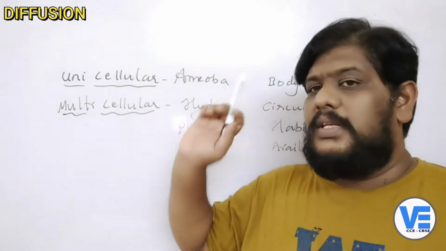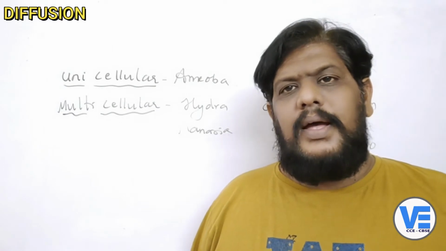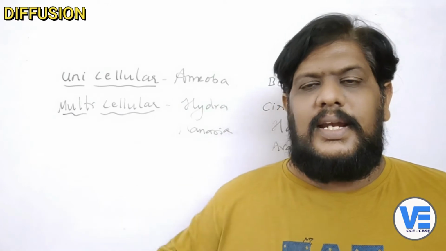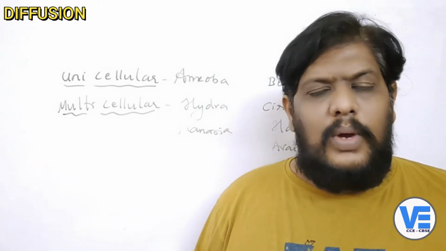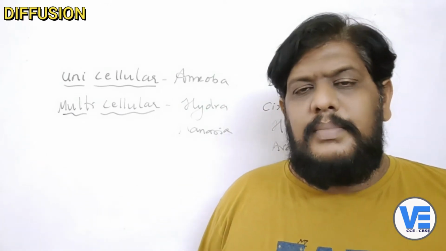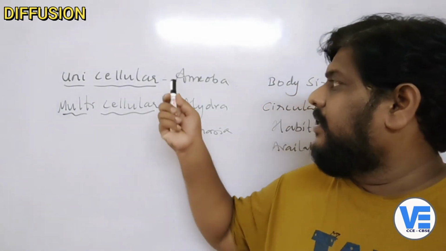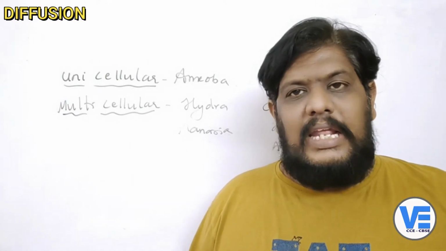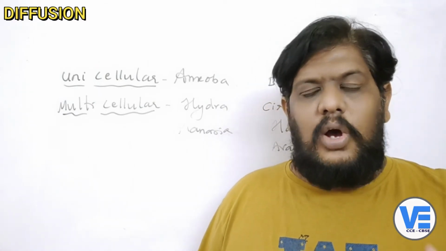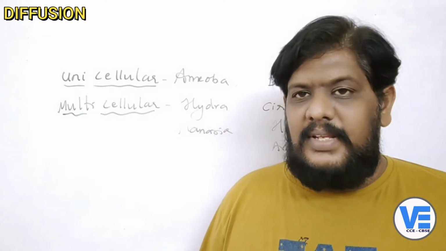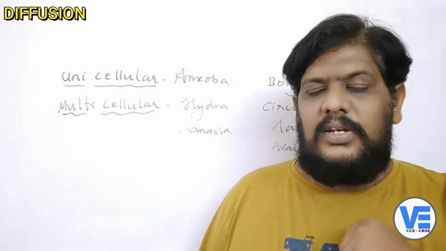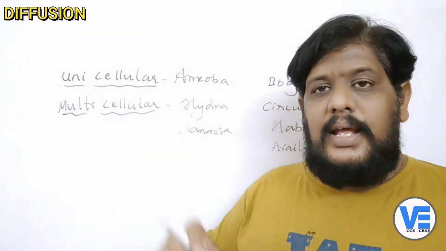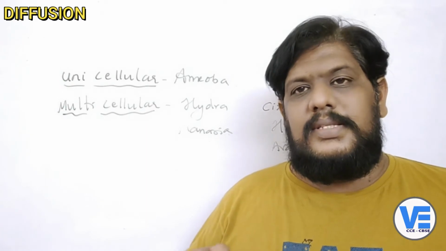If you see unicellular organisms like amoeba, it is only a single cell. So whatever process has to take place, it has to take place through that one single cell, that is, through the cell membrane. The process which happens in the amoeba is diffusion. Only through diffusion are gases exchanged: oxygen going inside the cell and carbon dioxide coming out of the cell of the amoeba, through the cell membrane.